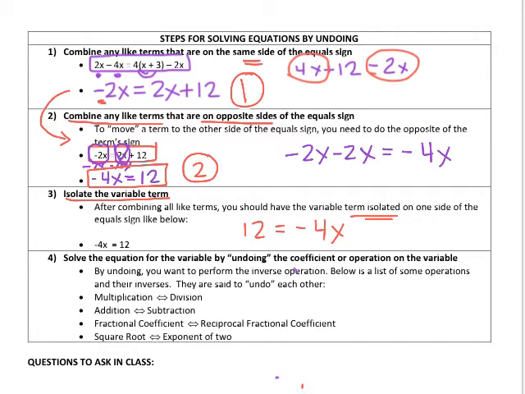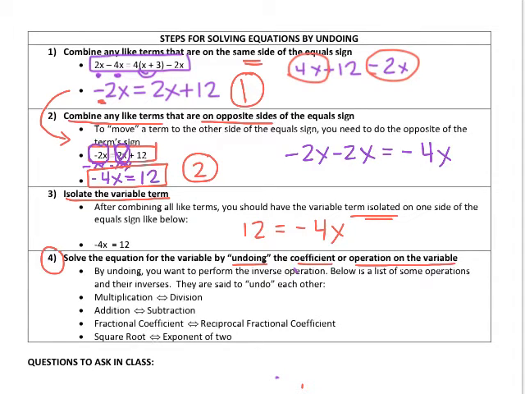The variable can be on the right. Sometimes that makes us uncomfortable, so of course we're used to it being on the left. All right, let's go on to step number 4. Solve the equation for the variable by undoing the coefficient or the operation on the variable.